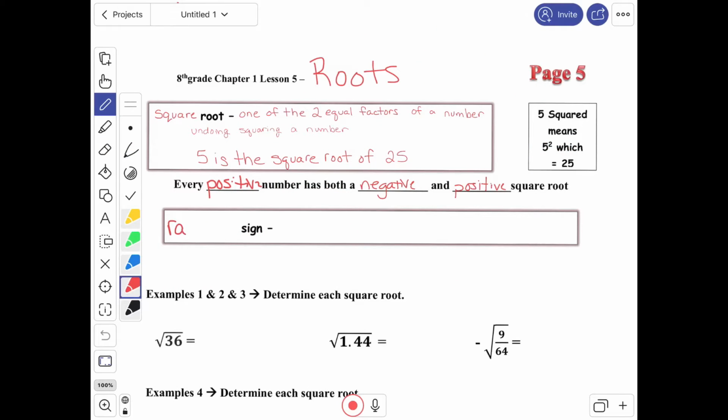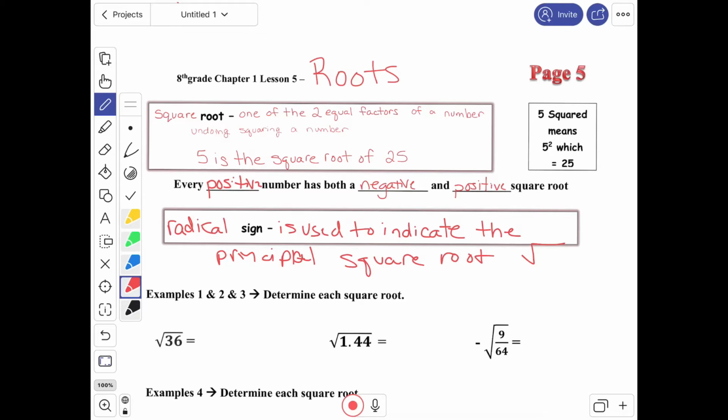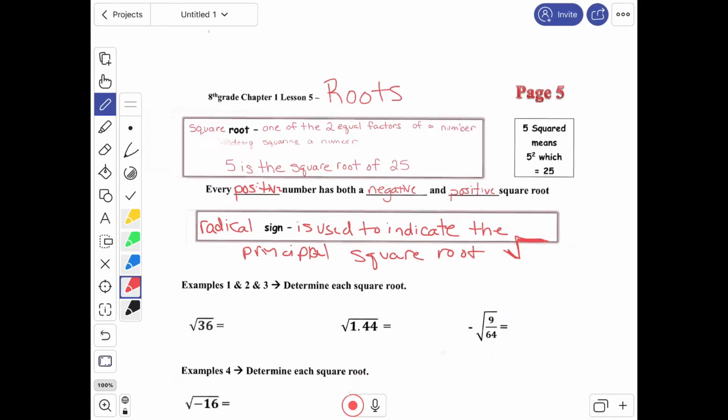The symbol that we use to show square root is called a radical sign. A radical sign is used to indicate the principal square root. And it looks like this, kind of like a division sign, but it has this little check mark with a division sign, a radical.